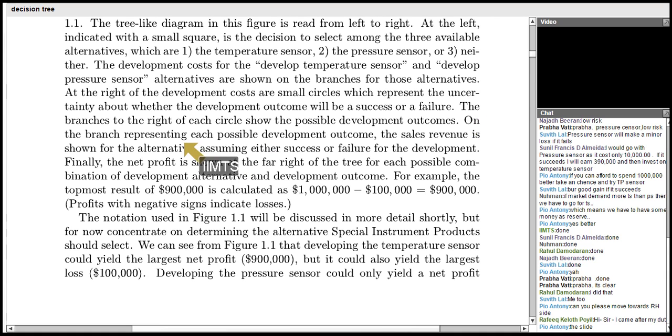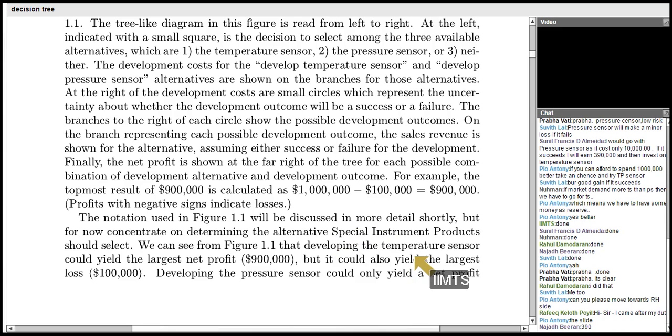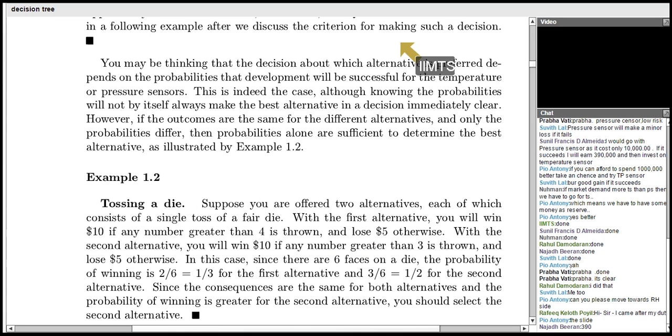Now, on the branch representing each possible development outcome, the sales revenue is shown for the alternative. I think I already explained this, so we just need to move on. And I explained how we got the $900,000 net profit, and I also explained how we got the 340. Is it 340? Or it's 390. $390,000 net profit for the pressure sensor.